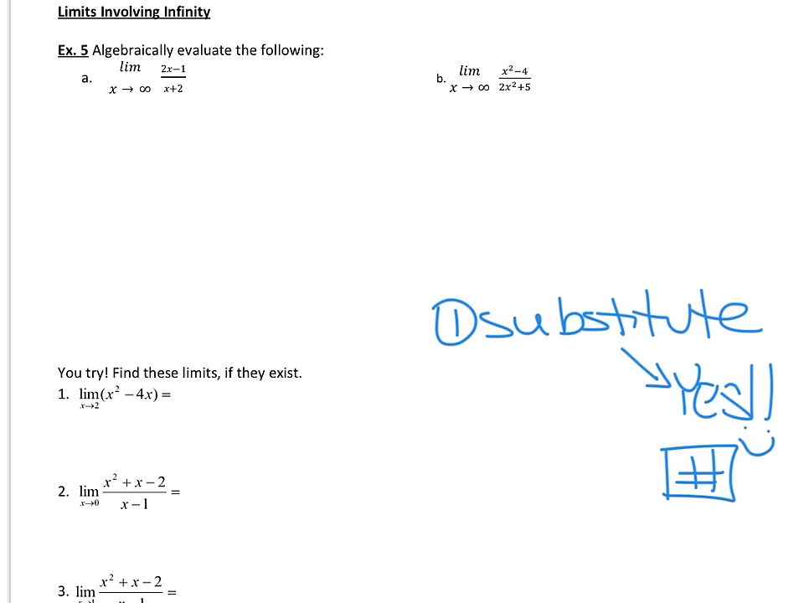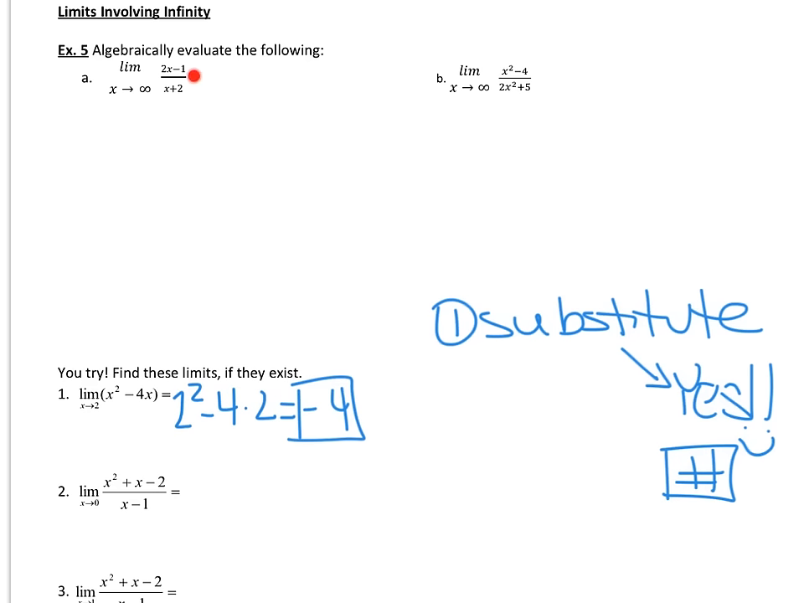So when you take a look down here at the examples to try yourself, you can substitute a 2 in, because you get 2 squared is 4, minus 4 times 2 is 8. So let's write that down. 2 squared minus 4 times 2 is 4 minus 8, which gives you negative 4. We didn't run into anything undefined, so that's the answer for number 1.